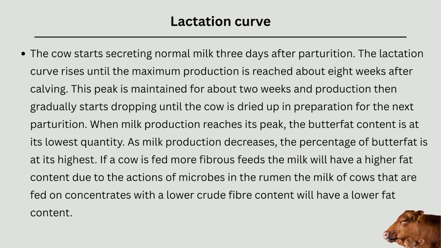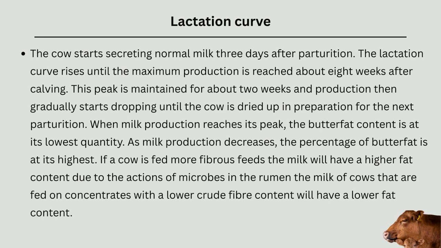Lactation curve. The cow starts secreting normal milk 3 days after parturition. The lactation curve rises until the maximum production is reached about 8 weeks after calving. This peak is maintained for about 2 weeks and production then gradually starts dropping until the cow is dried up in preparation for the next parturition.